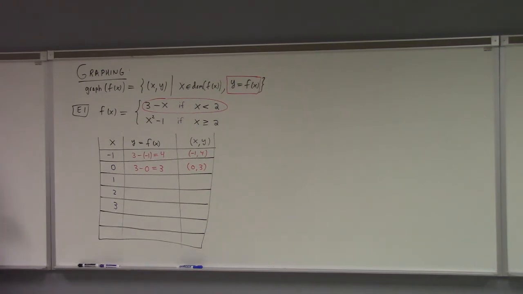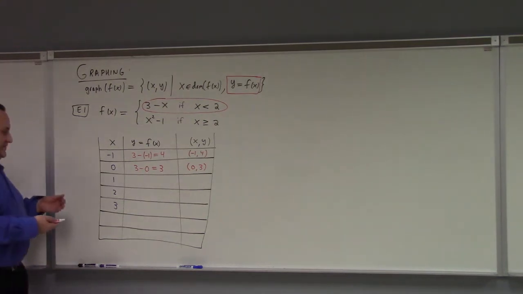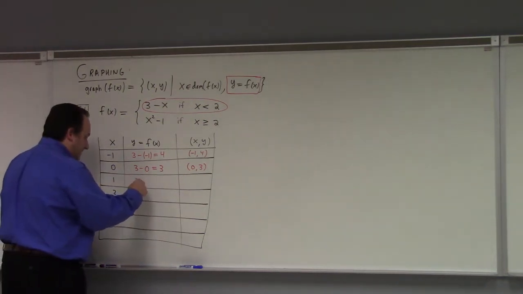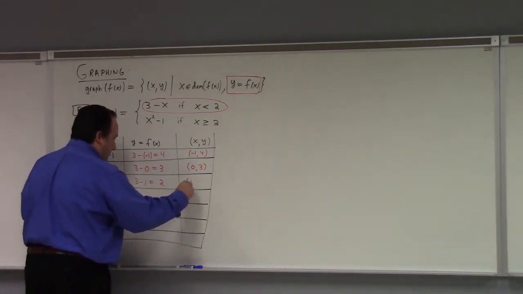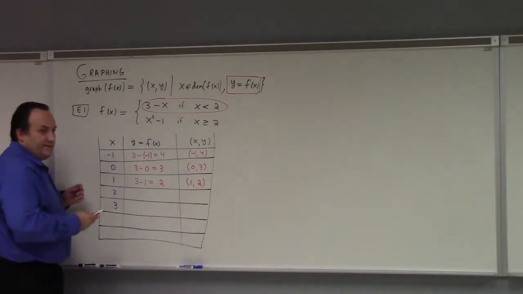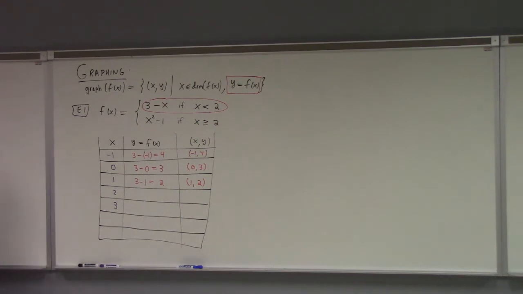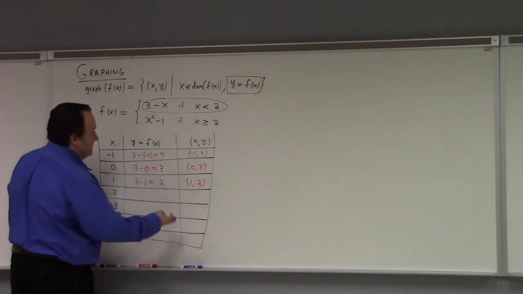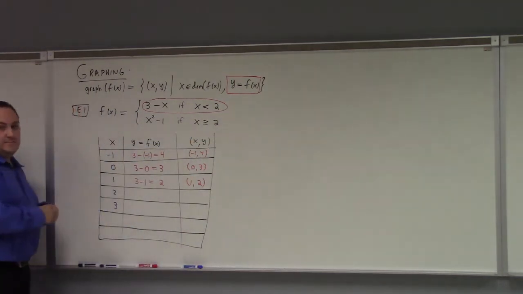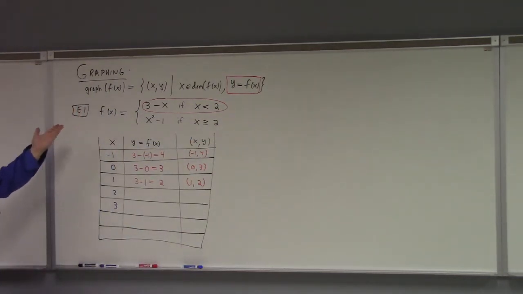How about 1? Which case are we in for 1? Well, it looks like we're still in the first case, right? So 3 minus 1 is equal to 2. So that gives us the point (1, 2) on our graph, all right? What's up next? 2. Wait a minute, 2. Hey, 2, now finally we've made it to the other case, right? Because 2 is greater than or equal to 2, right?